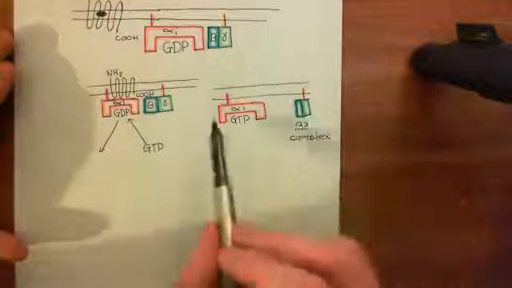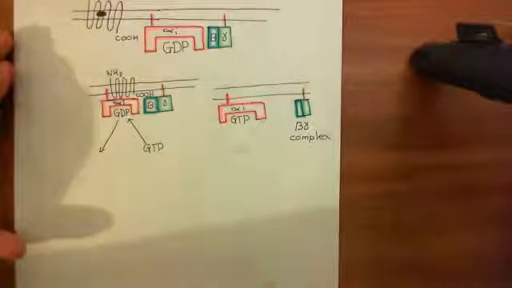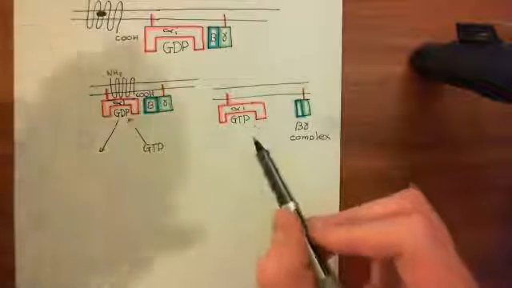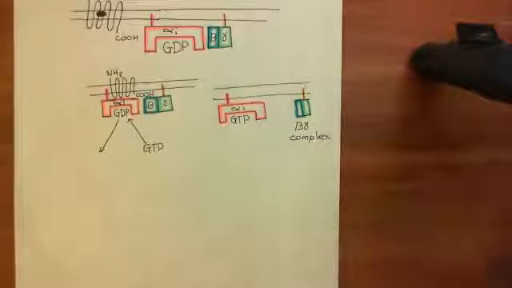Okay, so it's quite famous, the alpha I GTP subunit. Most medical students know what this does. It inhibits adenylyl cyclase enzymes, is the answer most people will give you.